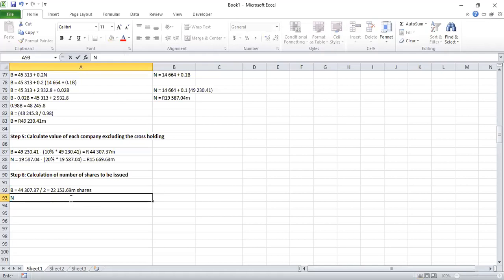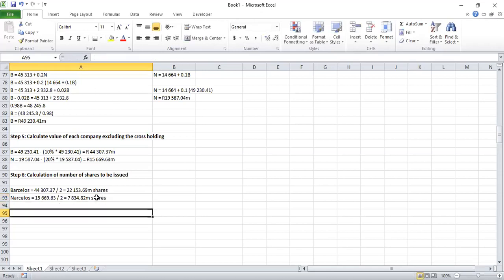Then for Nacelos, let me just write in full now. There's no need for me to use the B's. 15,669.63 divided by 2. What do we get? 7,834.82 million. Right. So this is how we determine the number of shares if we are given the question in such a manner. It's easy, isn't it?